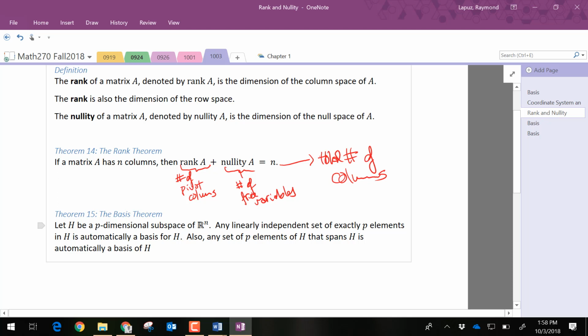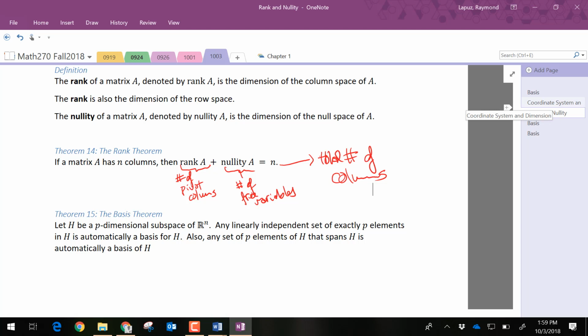And there's this basis theorem here. What's it say? H is a p-dimensional subspace of Rn, assuming that n doesn't equal p. Any linearly independent set of exactly p elements in H is automatically a basis for H. Also, any set of p elements in H that spans H is automatically a basis of H. What does that mean?